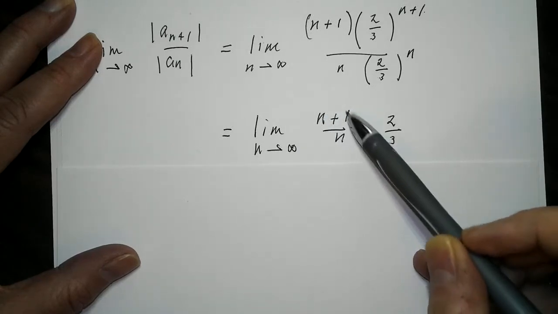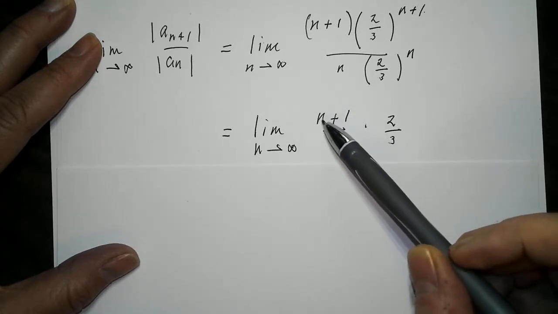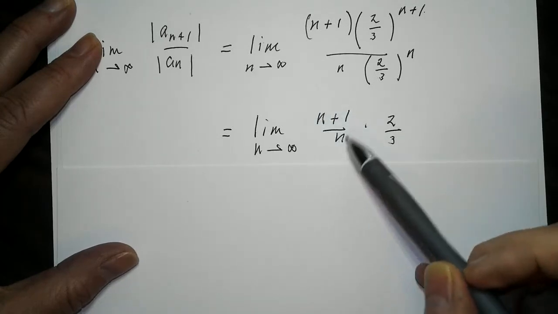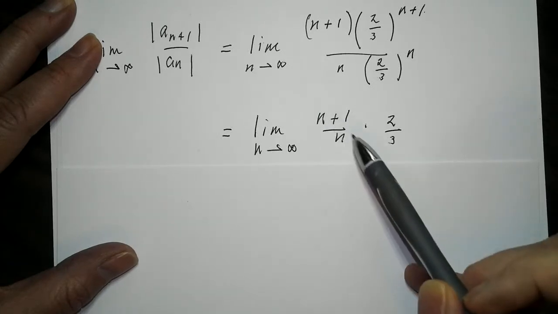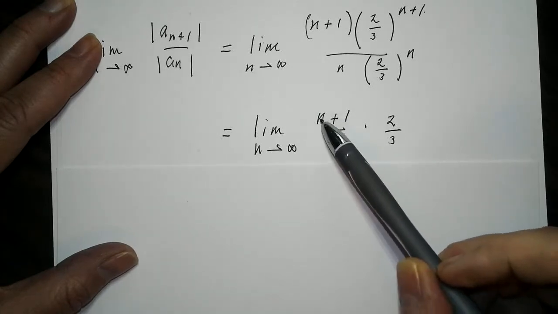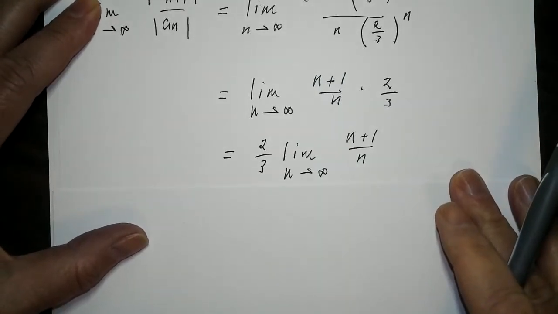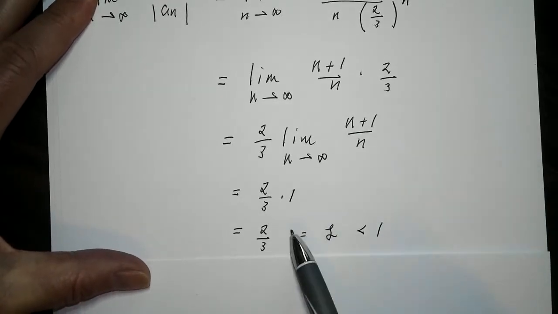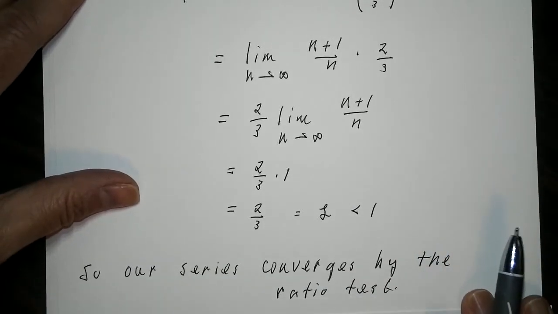Now there's a more rigorous way, so to speak, of showing that, and that is to use L'Hopital's rule. Take the derivative of the numerator and the denominator separately, and then take the limit. But if you think in terms of rates and growth, which is fine, the dominant term in the numerator is n, and the term in the denominator is n. In essence, this limit is 1, so our final limit is 2/3. So that's our L value, 2/3. And because that's less than 1, we know that our series converges by the ratio test.